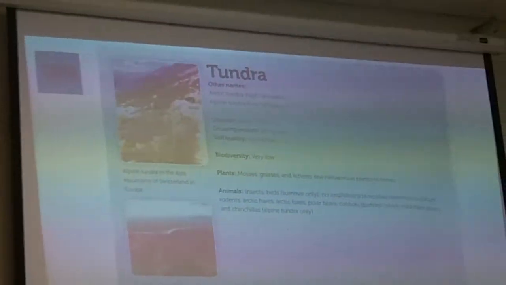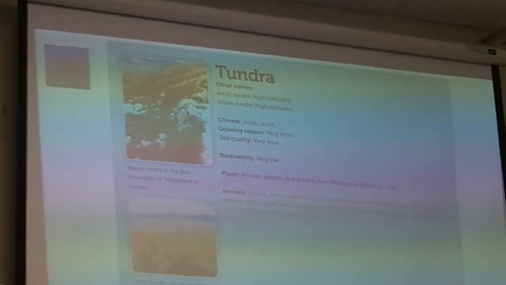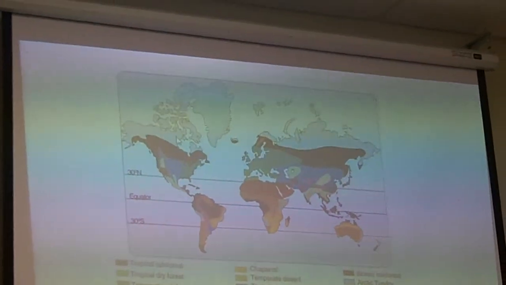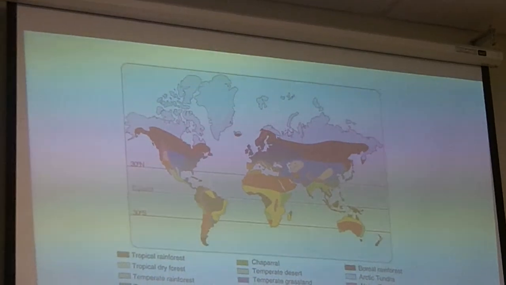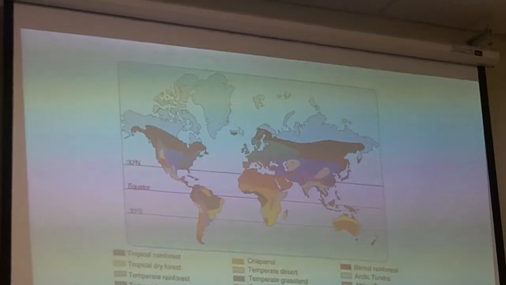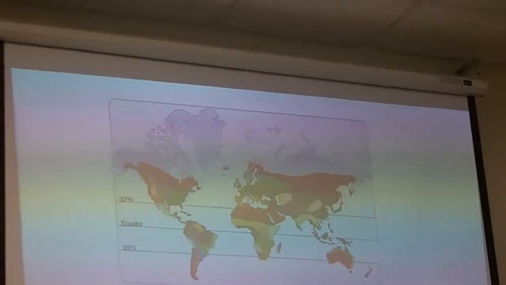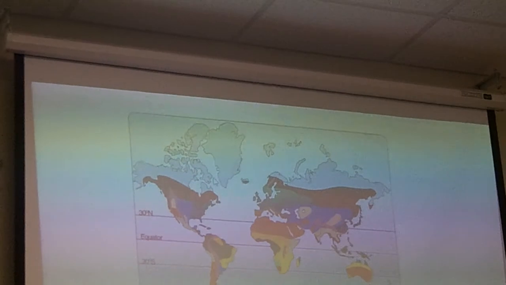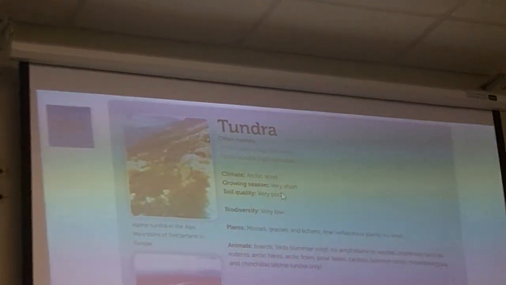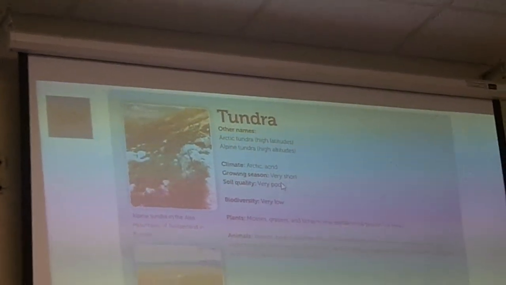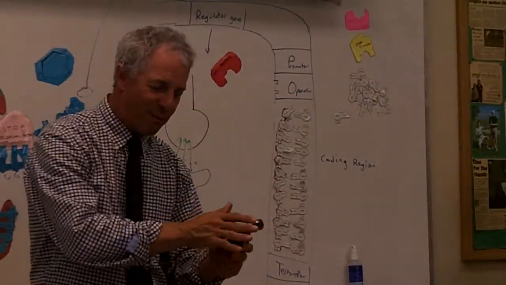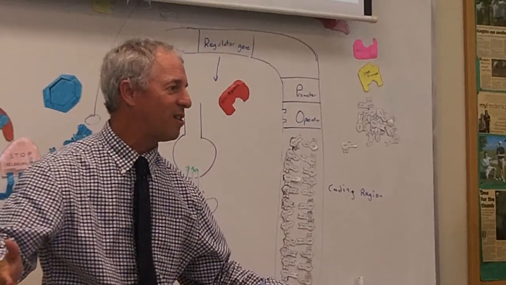You may have heard of the frozen tundra. Tundra is an area that's in the far north. Again, we see it up here: northern Canada, Alaska, northern Asia, parts of Greenland and Iceland. In these places, the soil is frozen all year long. There's a little bit on top that's not frozen, but if you dig down about a foot, you'll hit frozen soil. It's called permafrost.